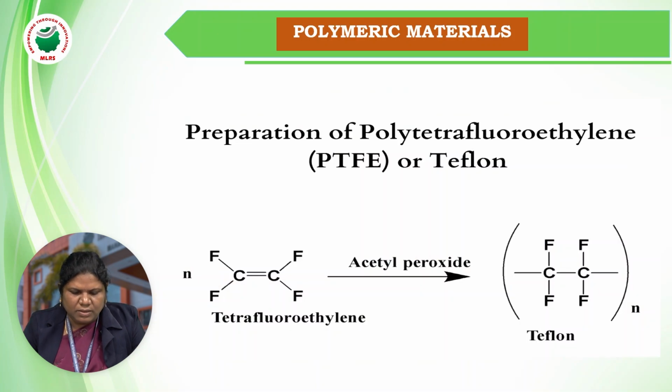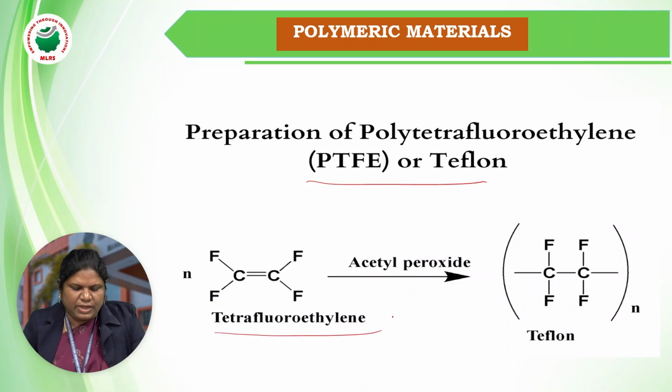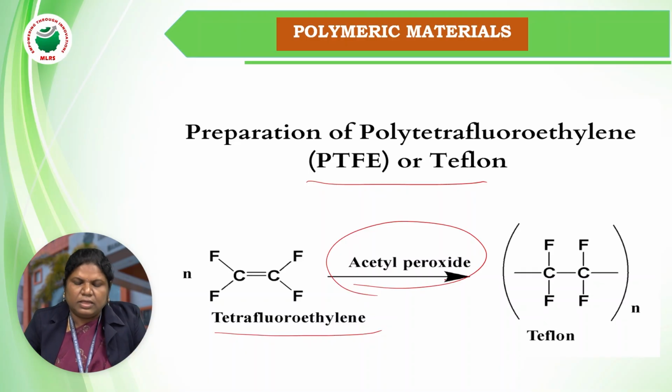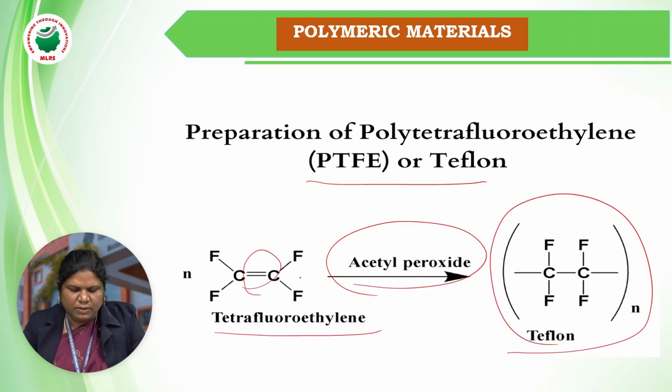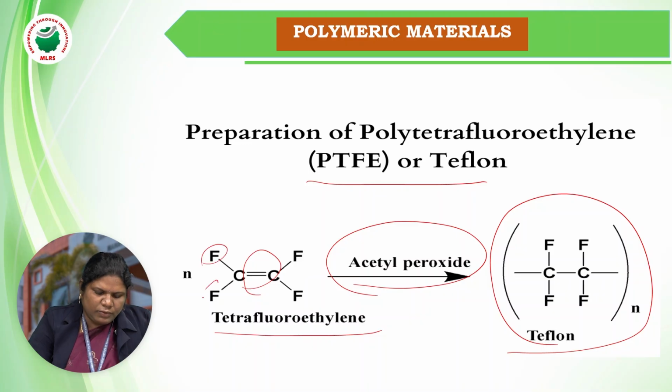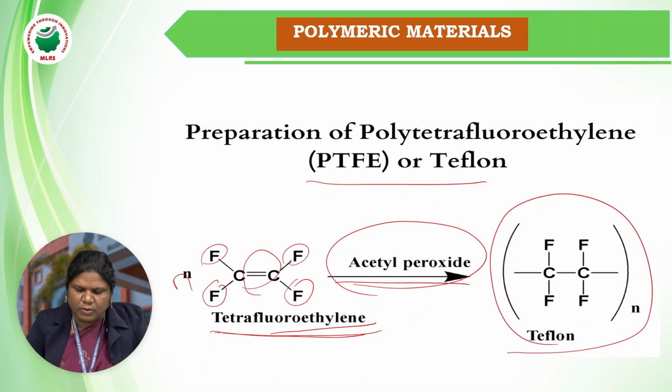Okay, next, preparation of polytetrafluoroethylene, or simply we call it Teflon. Tetrafluoroethylene, when it reacts in the presence of acetyl peroxide, will form the Teflon. Here see the double bond is there, with 4 atoms of fluorine, tetrafluoroethylene. When n molecules of tetrafluoroethylene react with the acetyl peroxide, they undergo the polymerization reaction and form the Teflon.